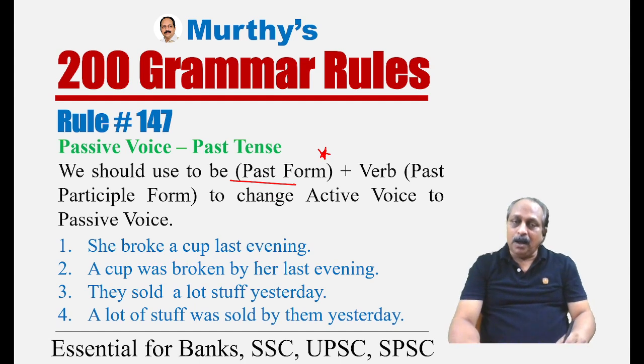She broke a cup last evening. She broke what? A cup. This becomes the subject when you change it to passive voice. A cup was broken. Here to be is in the past; break, broke, broken, verb past participle form, by her last evening. They sold a lot of stuff yesterday. A lot of stuff was sold by them yesterday. Was, to be in past; sell, sold, sold, verb past participle form.